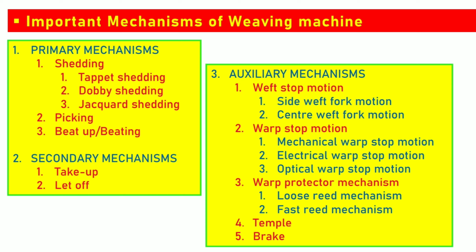The subdivisions of auxiliary mechanisms are web stop motion, warp stop motion, warp protector mechanism, temple and brake. Web stop motion can be of side web fork motion or center web fork motion. Warp stop motion can be of mechanical, electrical or of optical variety. Warp protector mechanism can be of loose reed mechanism or fast reed mechanism.